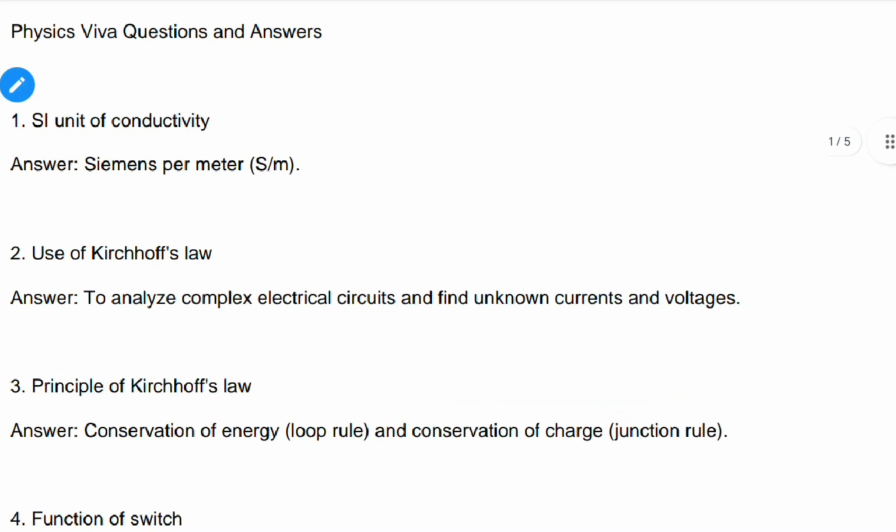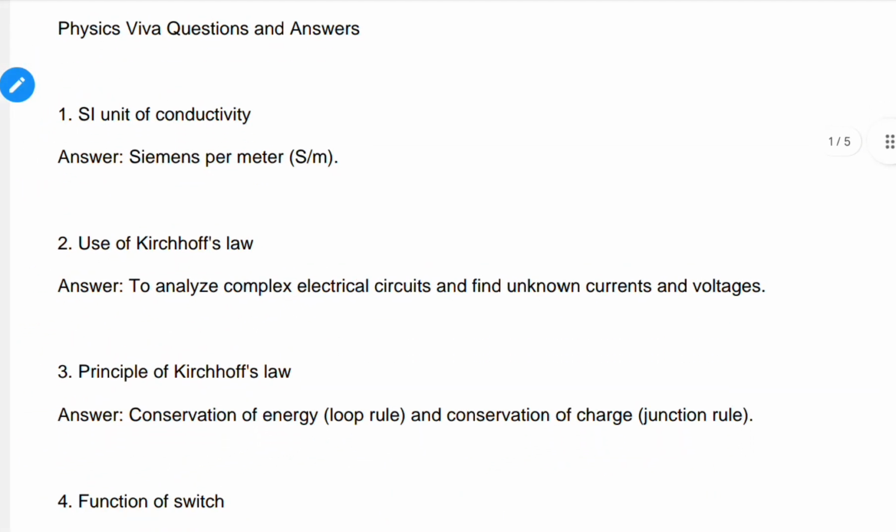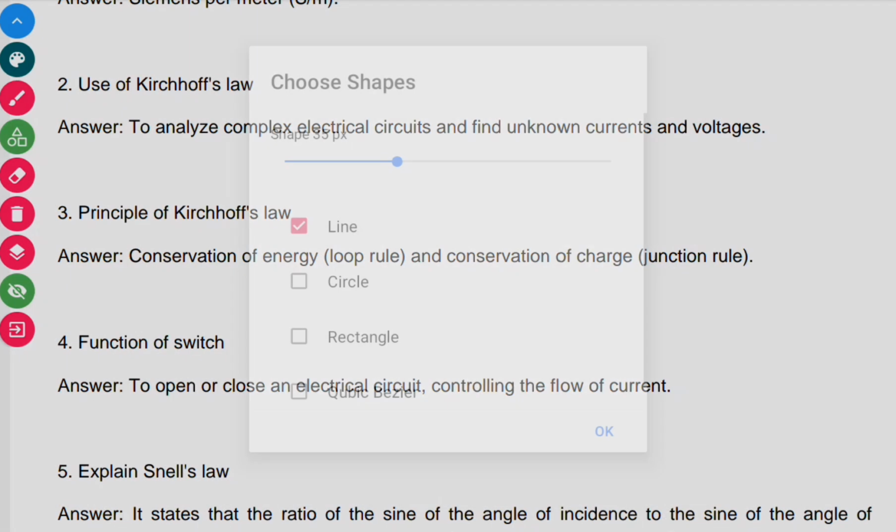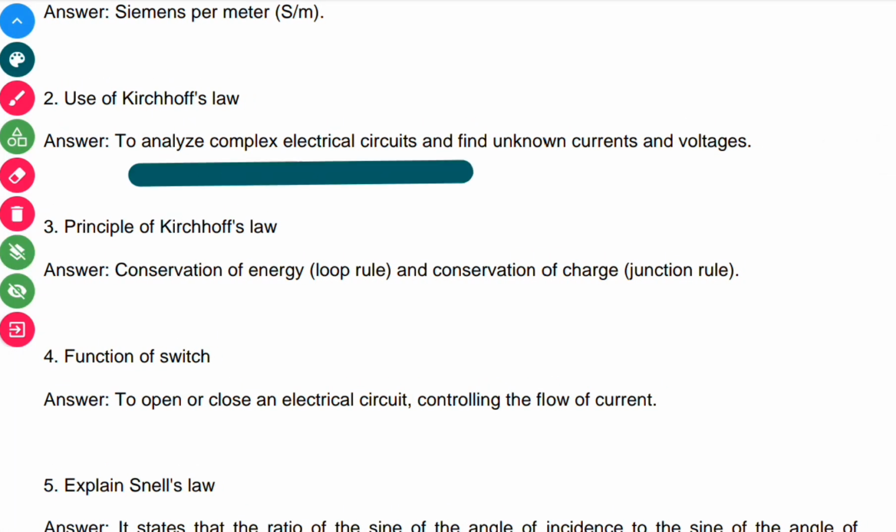So here you will do most important viva questions, and these are really important. SI unit of conductivity: Siemens. Use of Kirchhoff's laws. Kirchhoff's law का use क्या है, आपको ये भी पूछा जा सकता है. To analyze complex electric circuits and find unknown current and voltage.